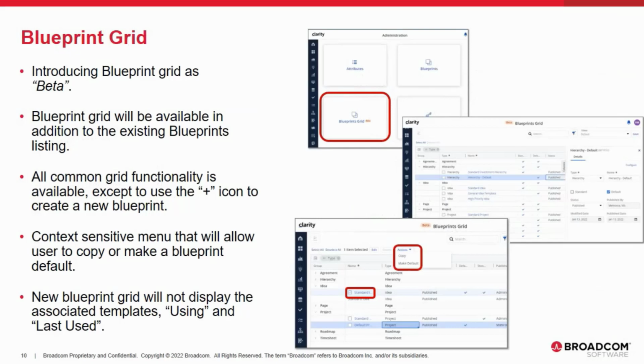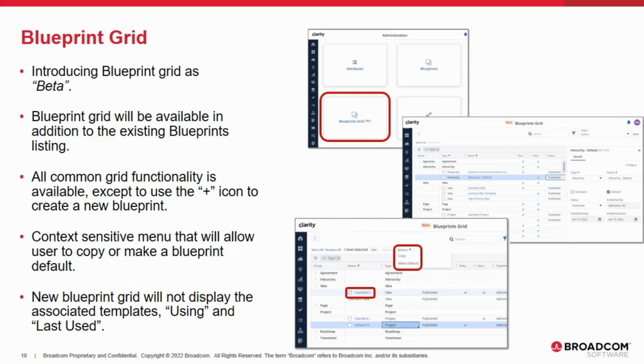In 16.0.1, we are introducing the blueprint grid. This is the first version of it that is coming out. It is coming out in a beta state. The blueprint grid will continue to exist along with the existing blueprint listing. So you will see two tiles in the administrative section of the modern UX. The original blueprints will continue to be there, and the new one will be called blueprint grid, and it'll have the beta tag.